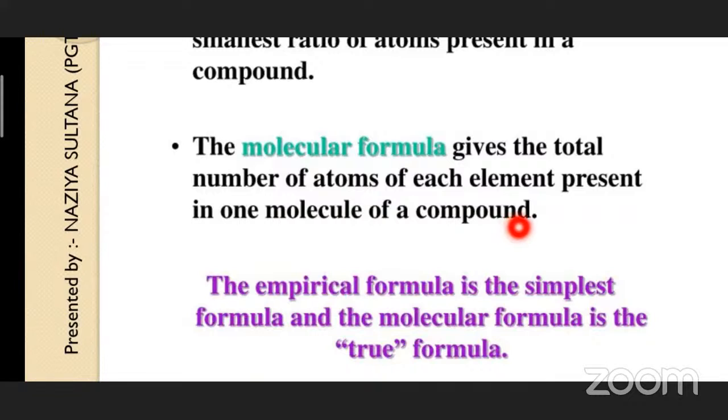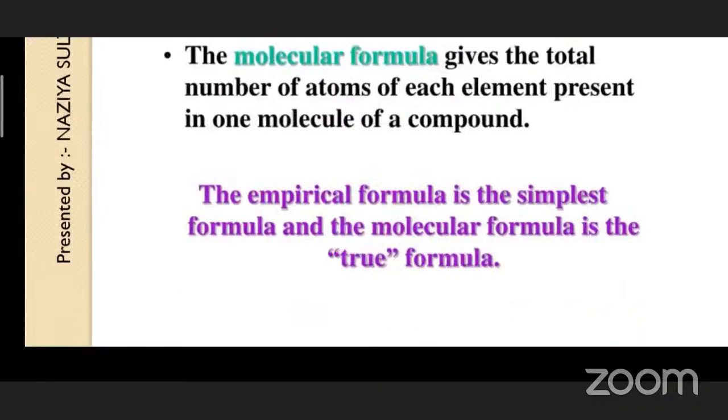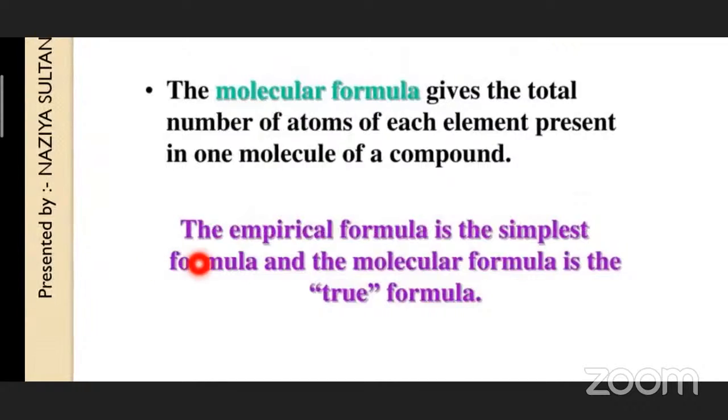By seeing the empirical formula, you will come to know what elements are there, but the exact number of atoms you will not come to know. Next, the empirical formula is the simplest formula, and the molecular formula is the true formula.